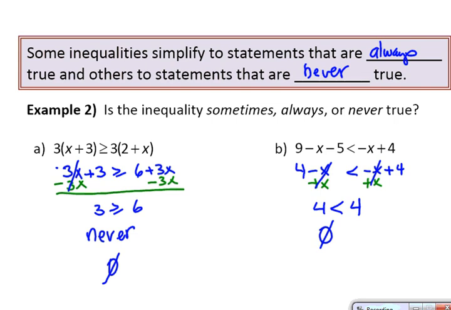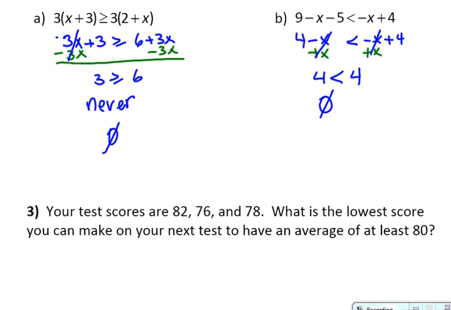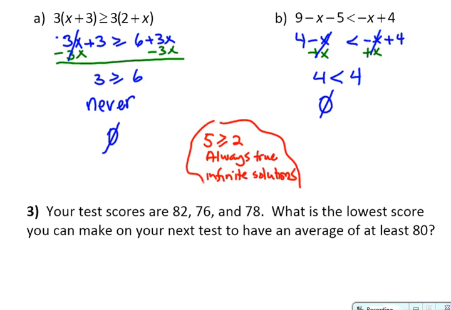If one of our problems had resulted in a situation where you had 5 is greater than or equal to 2, we would say that this is always true. So in that situation, no matter what we substitute, we will always get a true statement. So there are an infinite number of solutions in this kind of situation here.